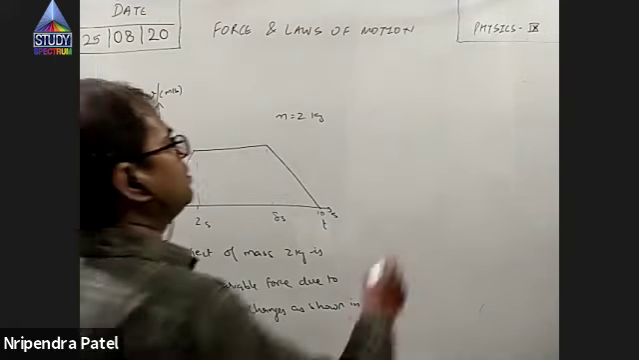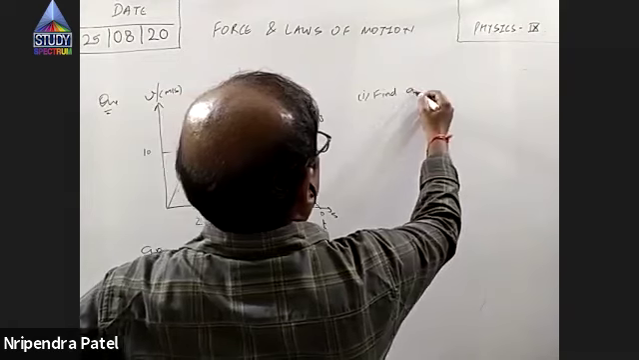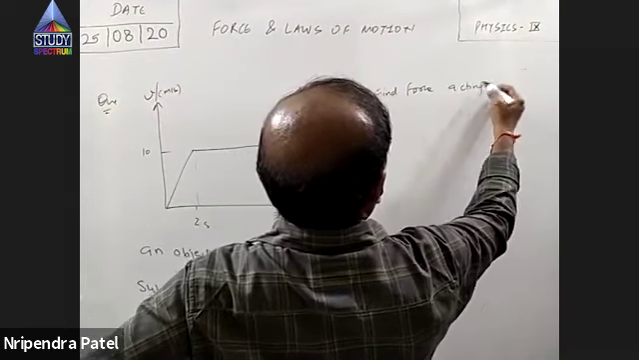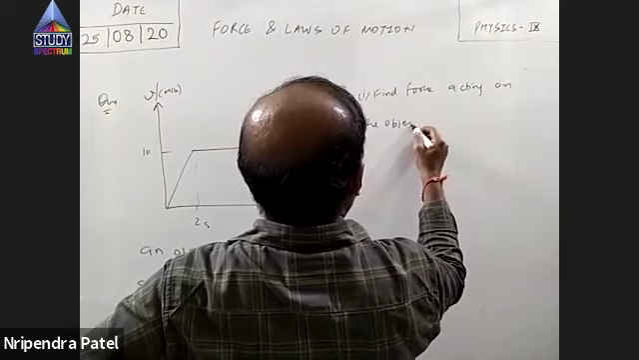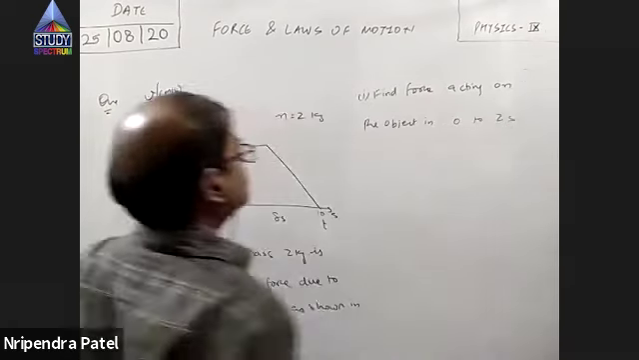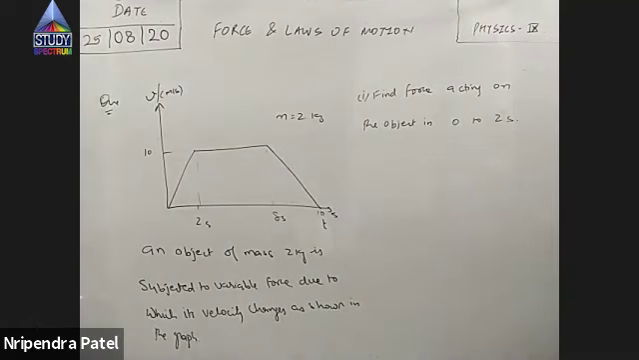Find the average force acting on the object. First, from 0 to 2 seconds, find the force acting on the object in 0 to 2 seconds. Find the force acting on the object in 0 to 2 seconds. How will we find it?